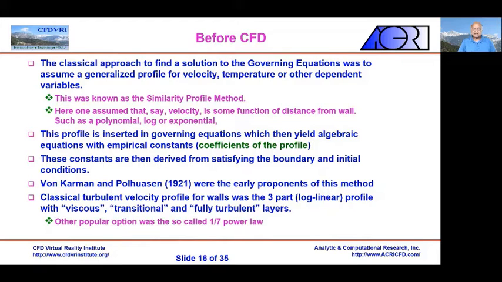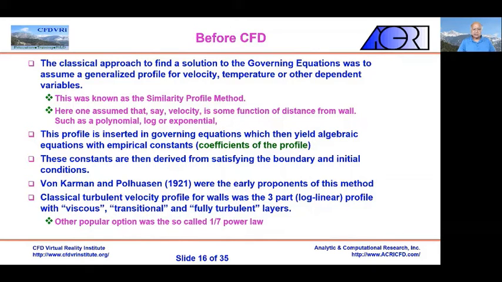This profile is then inserted in the governing equations, which yields algebraic equations with empirical constants, which are essentially the coefficients of the profile you assume. These constants are then derived from satisfying the boundary and initial conditions. So you have to have the right number of coefficients and the right number of boundary and initial conditions. Or if there are too many coefficients, the method was to go to what they call the moments method, where you develop the first, second, or third moment of one of the equations and use that. Von Karman and Pohlhausen were the early proponents of this profile method, or the similarity profile method.